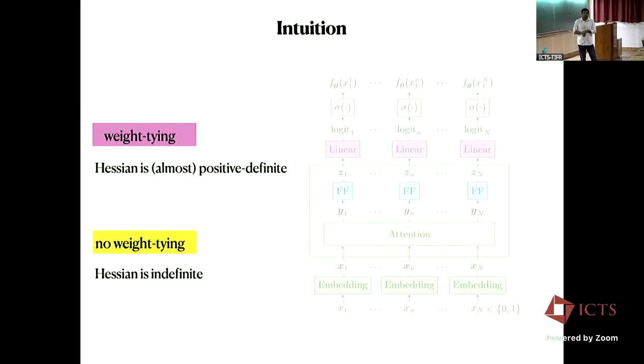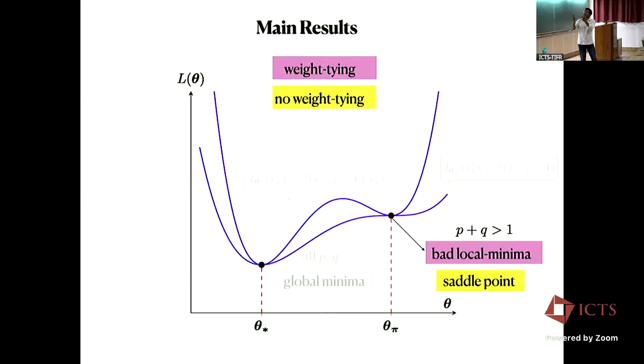To summarize, this is the main picture I want you to keep in mind from this part: it turns out that if there is weight tying, under switching greater than 1, there are some bad local minima on the surface. And if you remove this weight tying, the same point behaves like a saddle point. So that's the main picture.